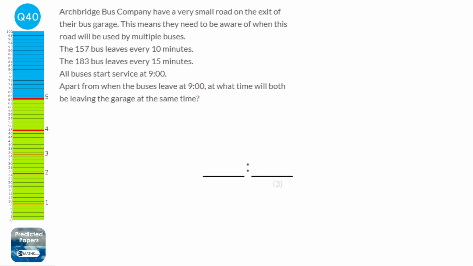To answer this question, we basically need to find the lowest common multiple of the 10 minutes here and the 15 minutes here.